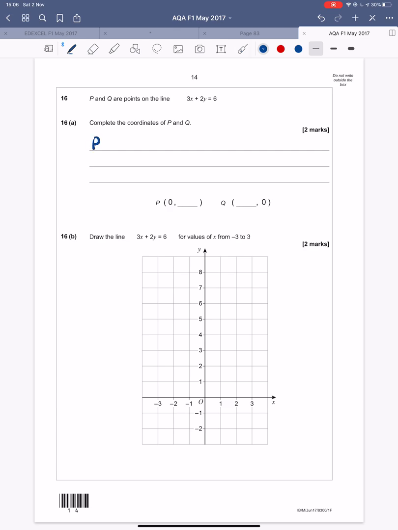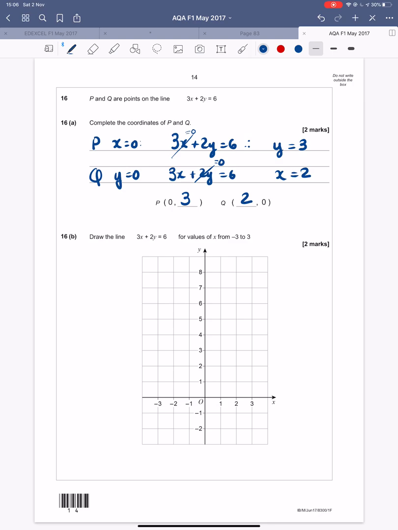So if we start with P, which is x is 0, we've got 3x plus 2y is 6. So therefore, because the x is 0, that's going to make that 0, because 3 times 0 is 0, so y is 3. Okay, and likewise with Q. At Q, we've got y is 0. The second coordinate's 0. So 3x plus 2y is 6, and this time y equals 0. So we end up with 3x is 6, so x is 2.